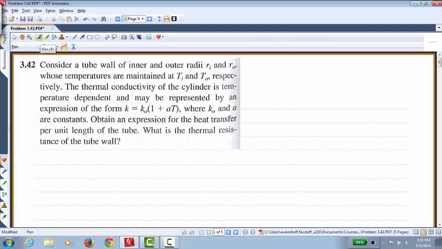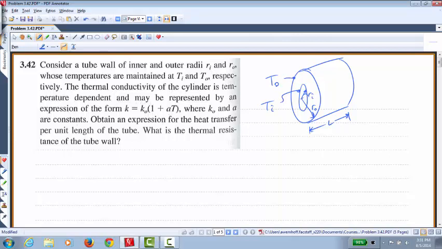This is problem 342. We're considering a tube wall of inner and outer radii, Ri and Ro. Let's draw a diagram here of a tube, with inside radius Ri and outside radius Ro. Give the tube a length L, whose temperatures are maintained at Ti and To respectively. So the inside wall is at Ti and the outside wall is at To.